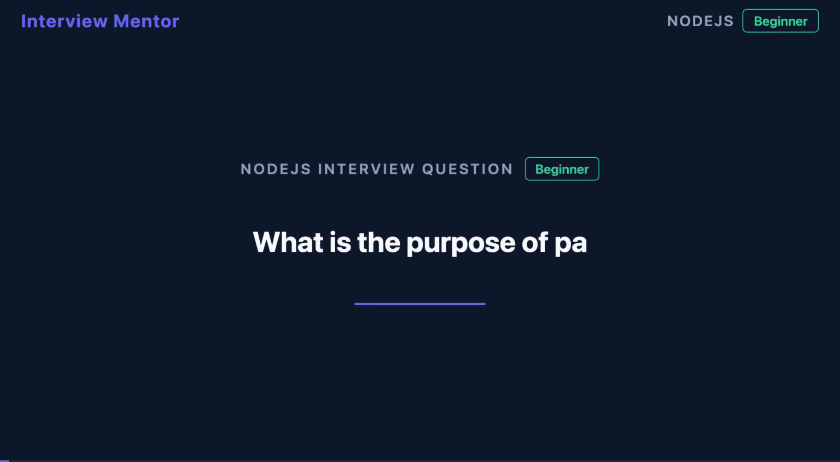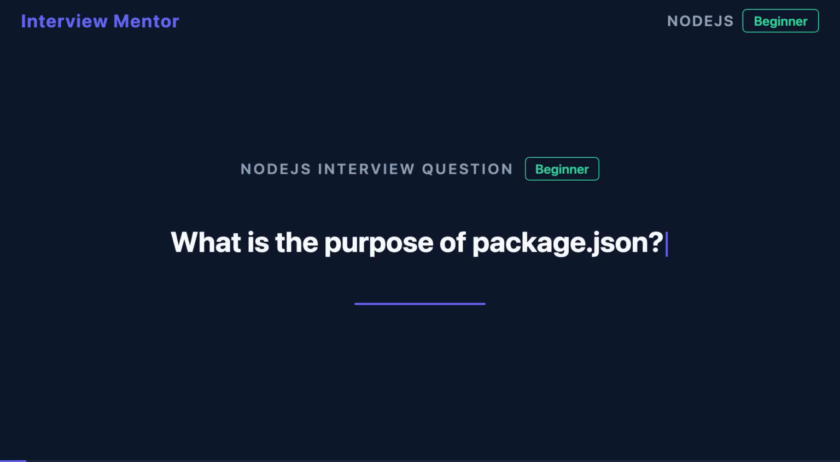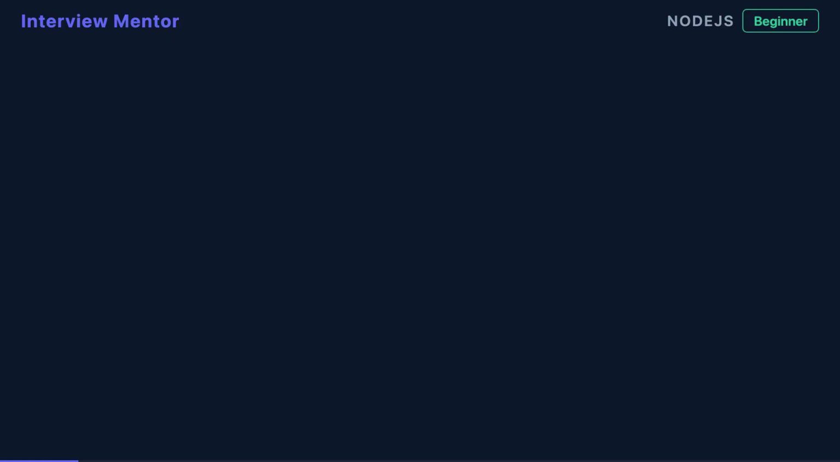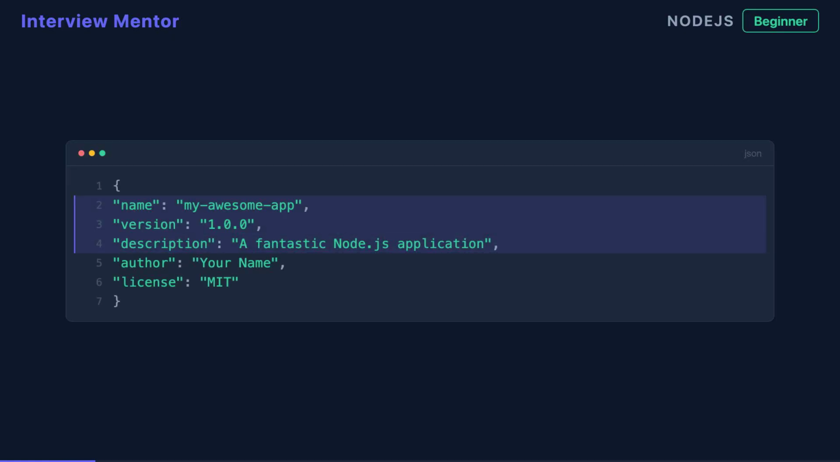Every Node.js project has a package.json file, but many developers treat it as just a formality. It's actually the control center of your entire application. First, package.json defines your project's identity. It contains metadata like the project name, version number, description, author, and license. This information is crucial when you publish packages to npm or share your code with others.